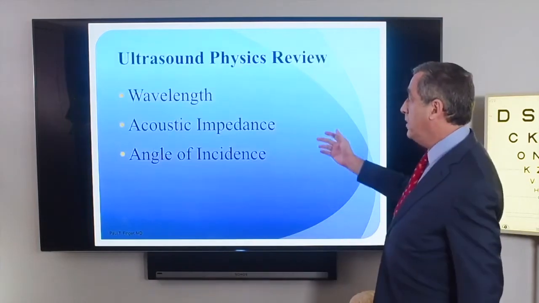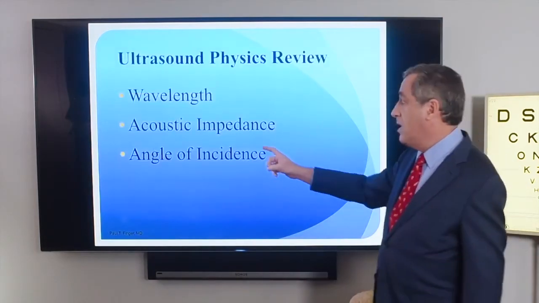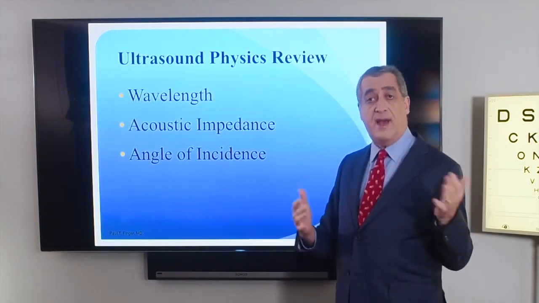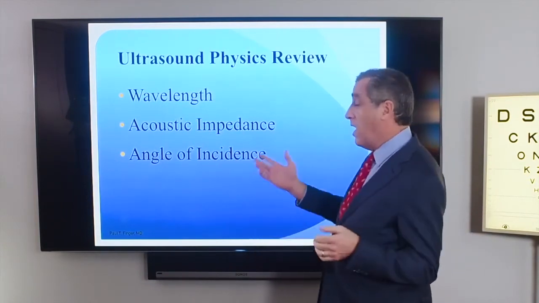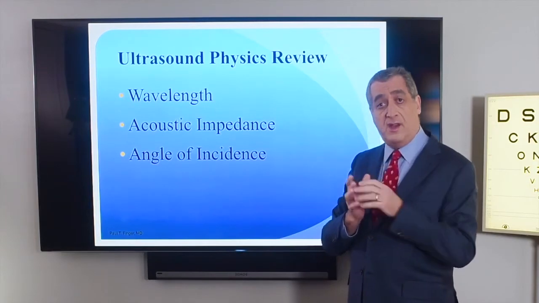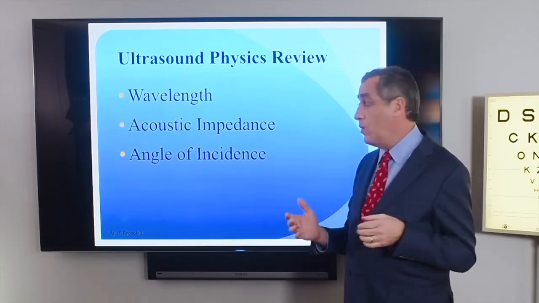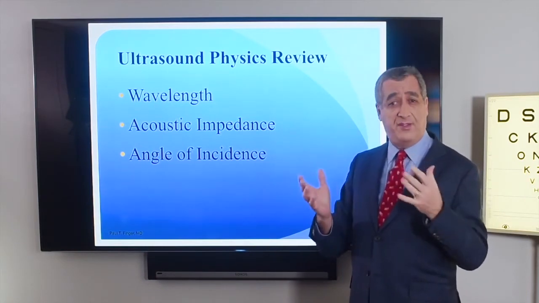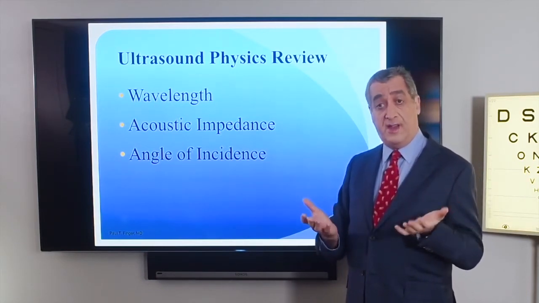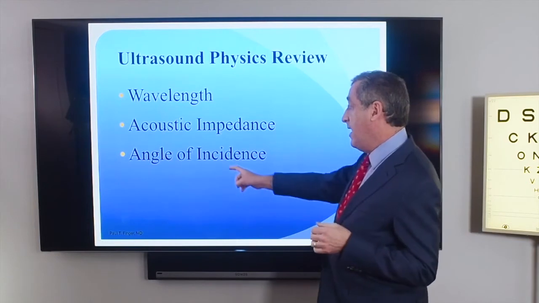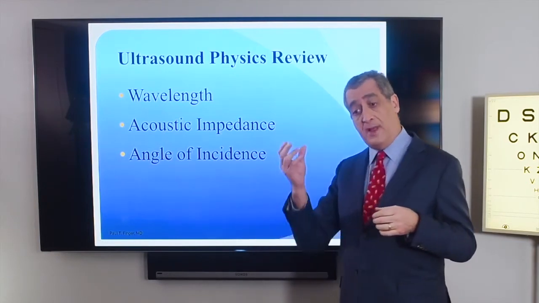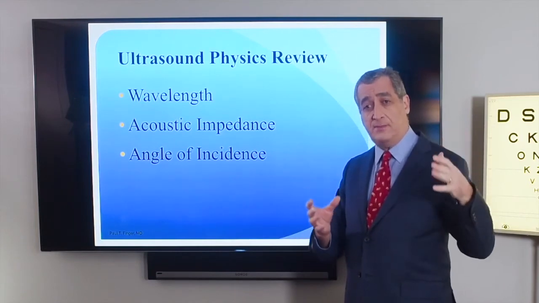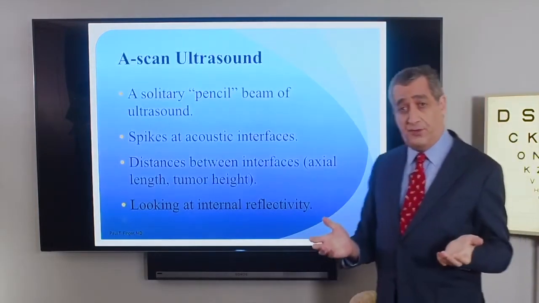So in review on ultrasound physics, we have wavelength, where the longer wavelengths are used to look at the back of the eye or the orbit. Higher wavelengths are used to look at the front of the eye, the ciliary body, the cornea, and iris. Acoustic impedance, which is the relative density of materials, which can affect the image that we're looking at. And the angle of incidence is how you place the probe on the eye opposite the lesion to get the best possible image. What types of ultrasound are there?